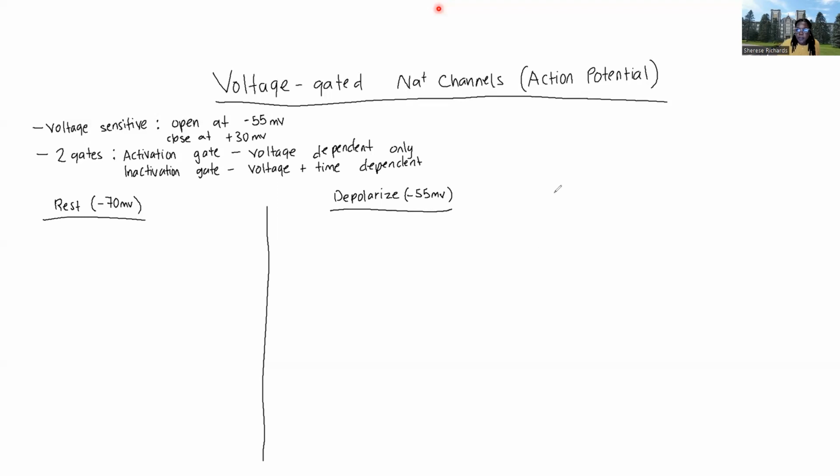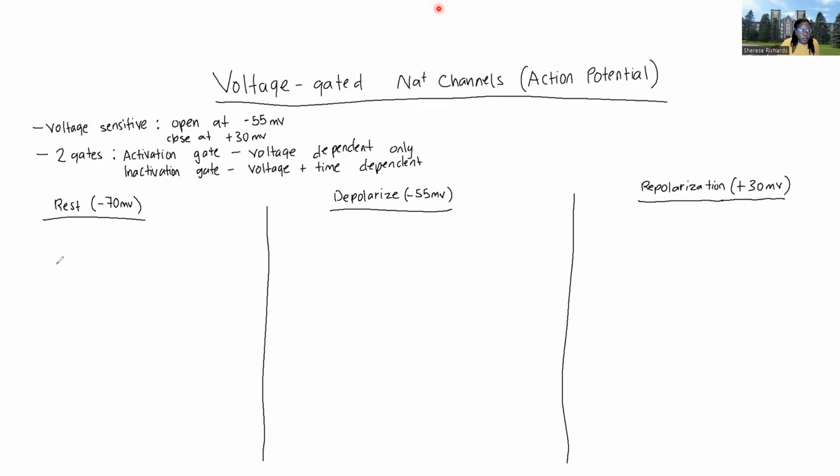And then we're going to think about repolarization, which is the second phase of the action potential. The trigger for repolarization is when we get to the peak of our action potential, which is positive 30 millivolts. That's when this channel essentially closes.